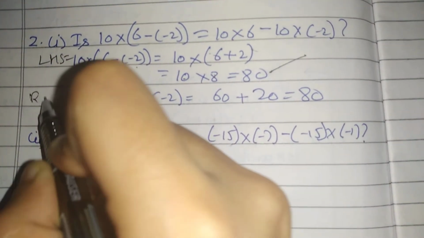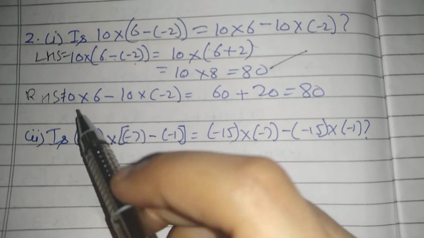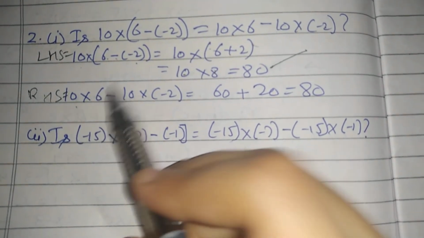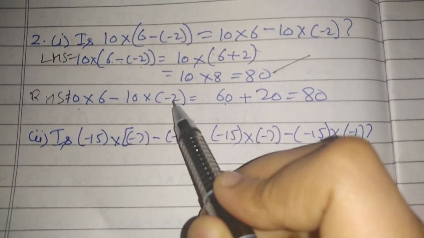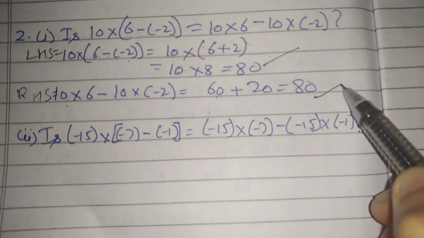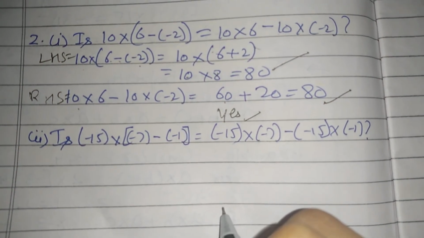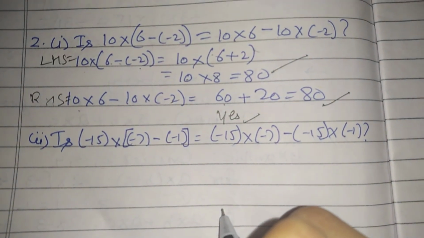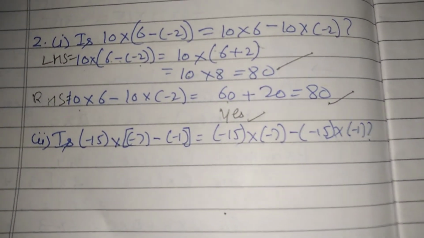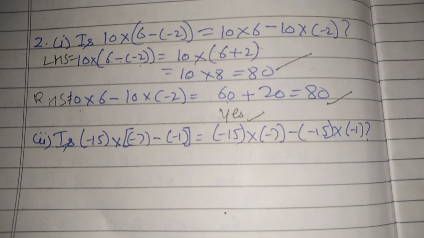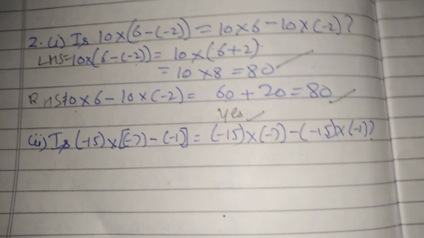Now considering the right hand side, 10 into 6, that is 60, minus minus 20 is plus 20, that is 80. So yes, this is also true. So do the next part of this question as your homework. So guys, thank you. We will do the try this of page number 19 in the next video.